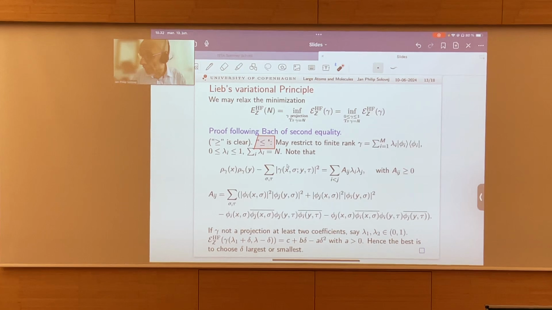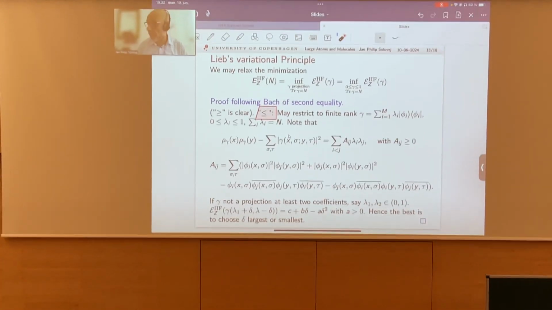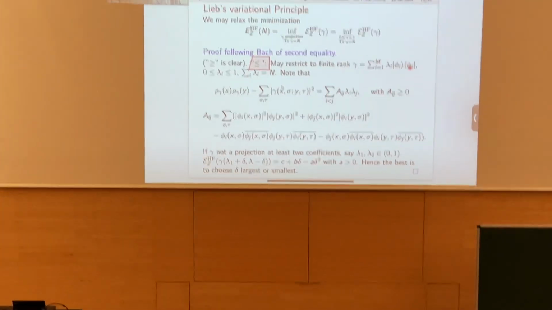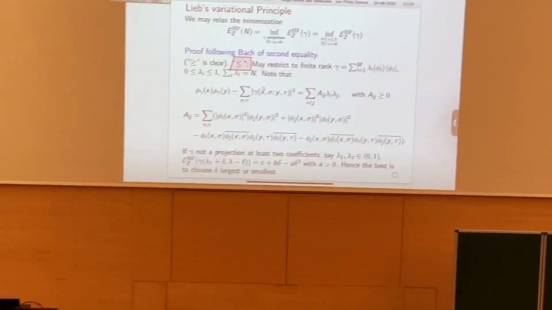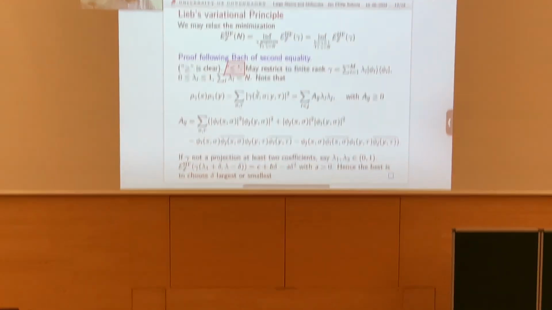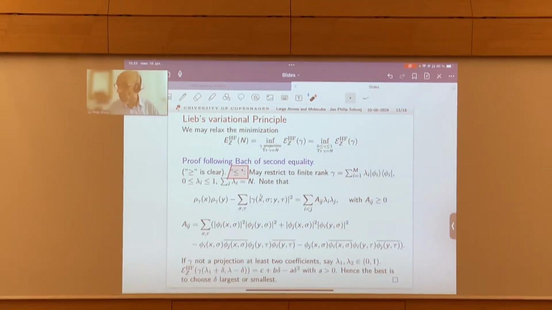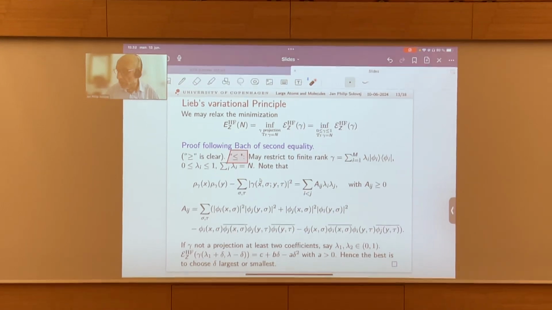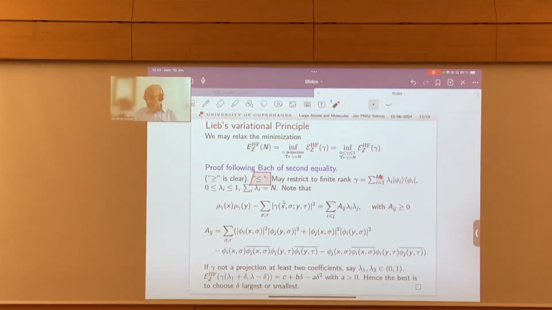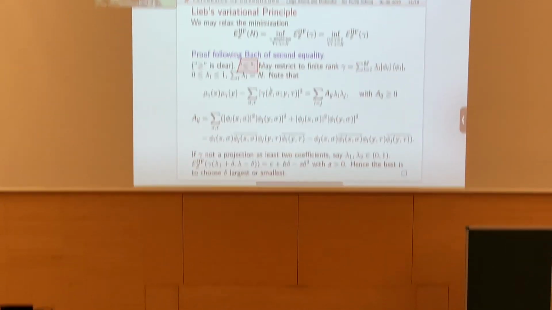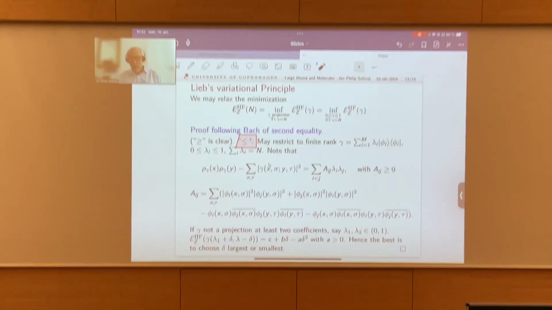I then write this one-particle density matrix like this. In its spectral decomposition, it has finite rank. So sum over i from 1 to m, lambda i, finite rank. Now the lambda i is between 0 and 1, and they sum up to n. So if they're not projections, then not all of these lambda i's would be 1, or 1 or 0.